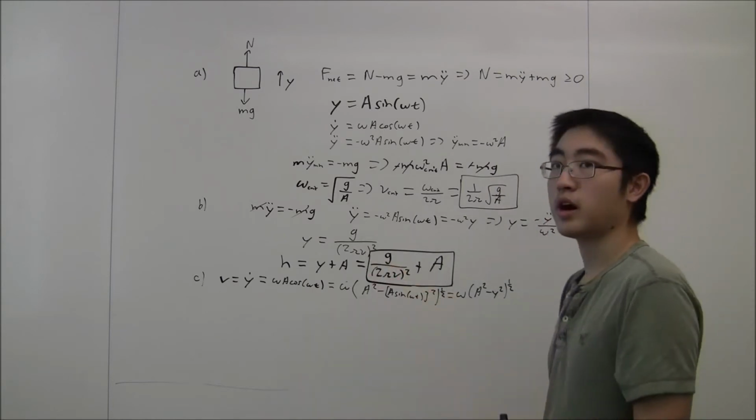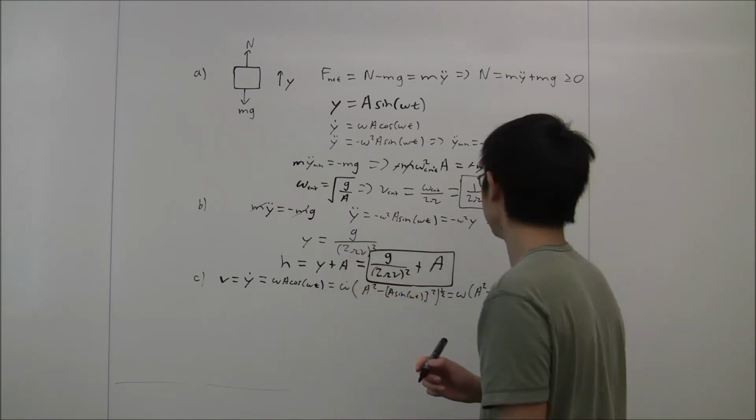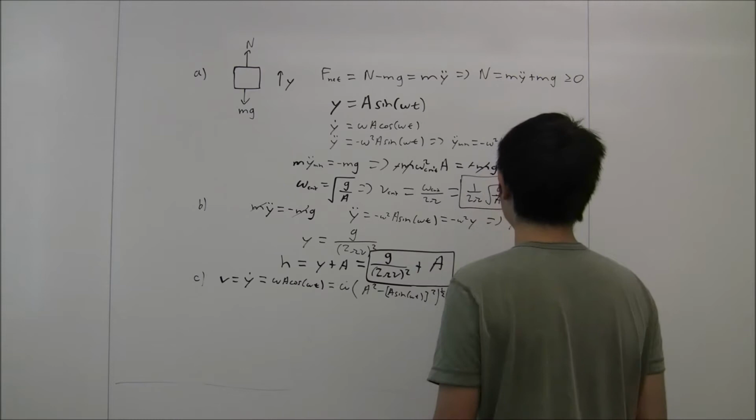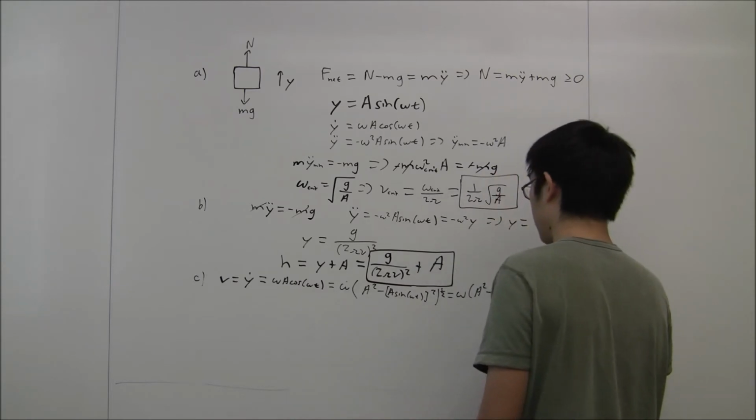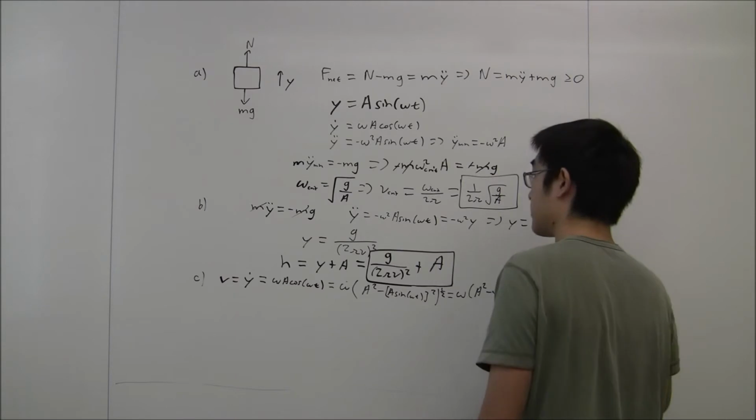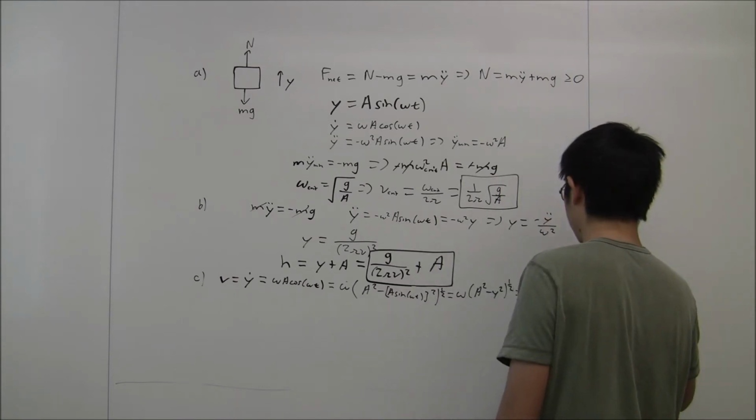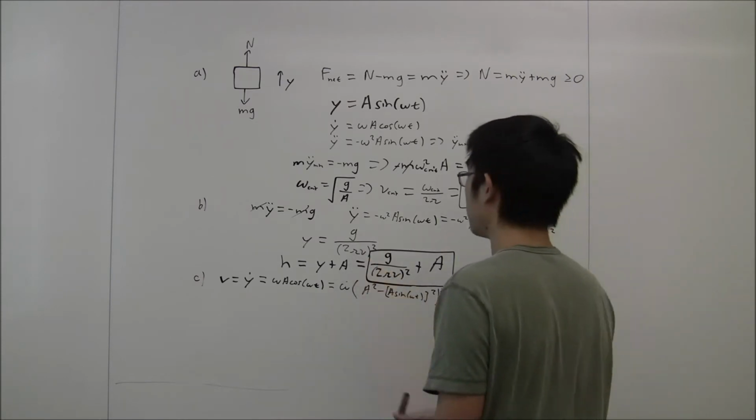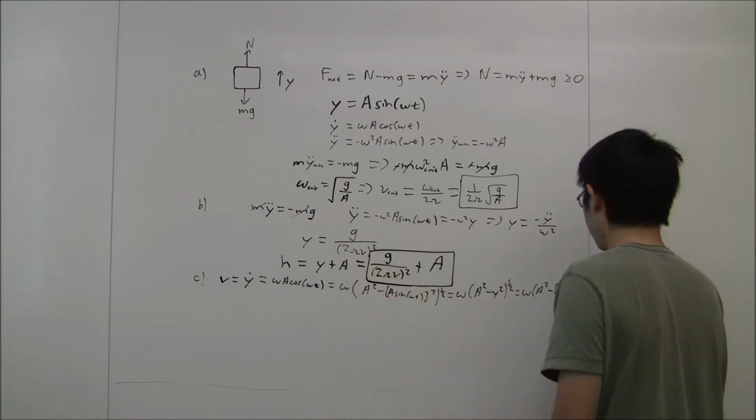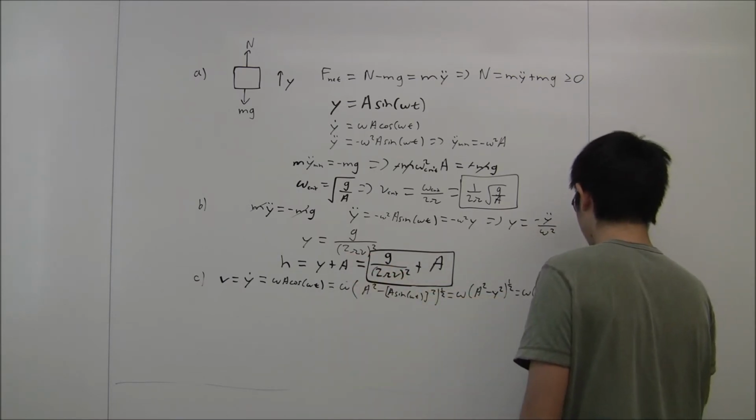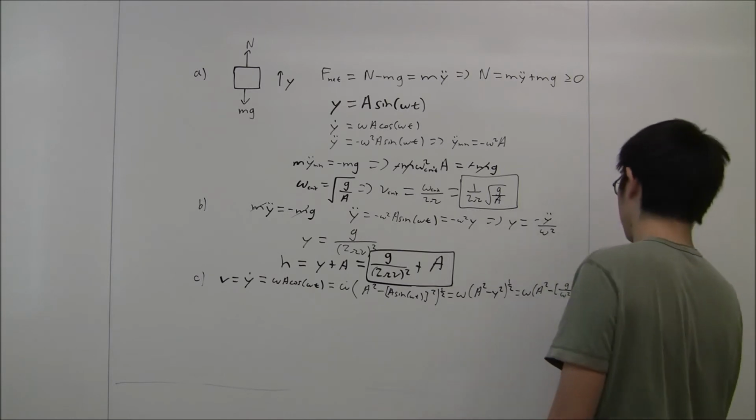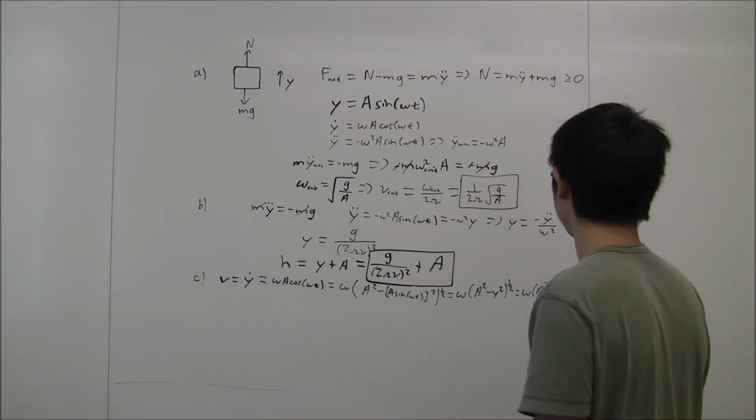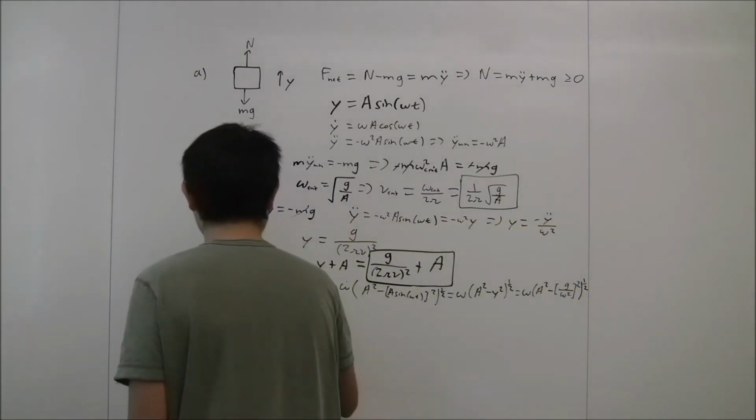So if we plug in our value for y from part B, we'll get that the velocity when the block leaves the platform is going to be omega times a squared minus, here in brackets, g over 2 pi nu, which we're going to call omega, so that's g over omega squared, all squared, to the 1/2. So now that we know the initial velocity, we can figure out the height.